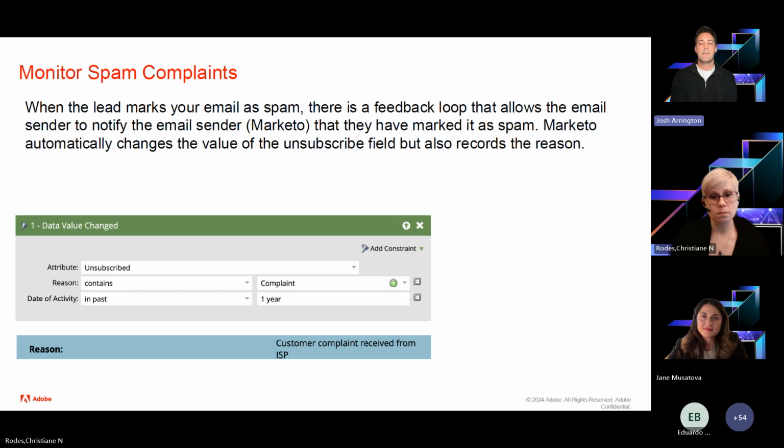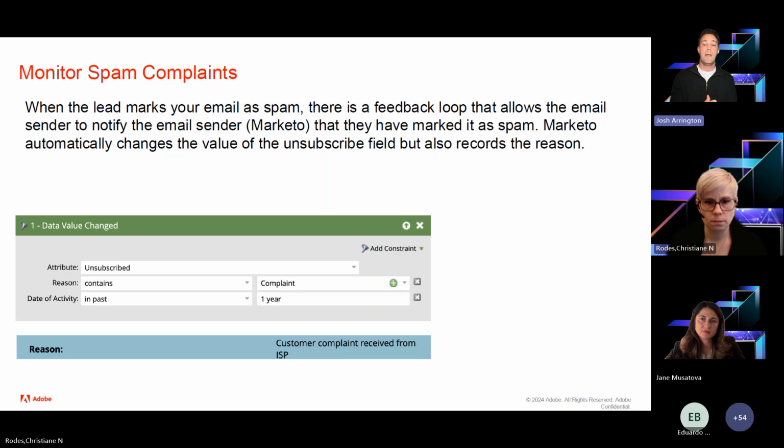Inevitably, someone may mark your emails as spam. It's going to happen, so there's a way of dealing with this. There's an arrangement between email senders and email service providers, or ISPs, called a feedback loop. When a lead marks your email as spam, the loop allows the recipient server to notify the sender, which is Marketo, that it's been marked as spam.